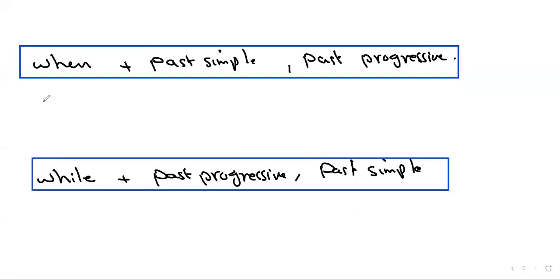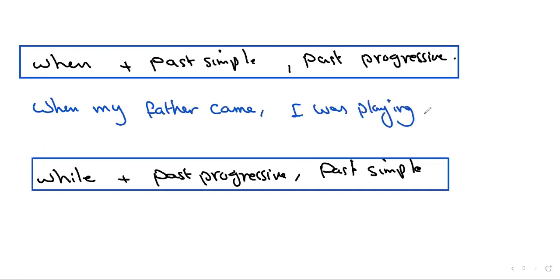For example, when I say, when my father came, I was playing. In this example, when is followed by the past simple, came, and after that we have the past progressive, and it can be used at the beginning of the sentence. I was playing when my father came. It's okay, but the most important for me is that when is followed by the past simple.